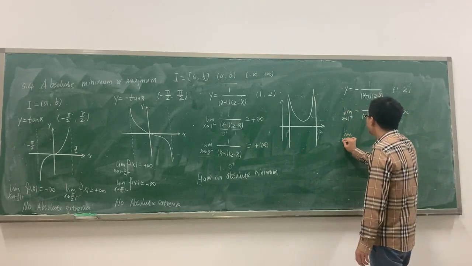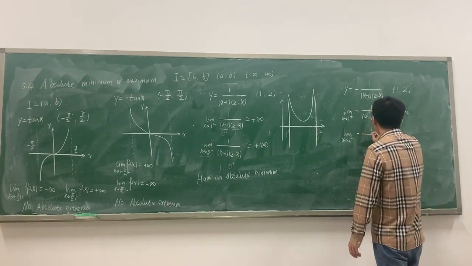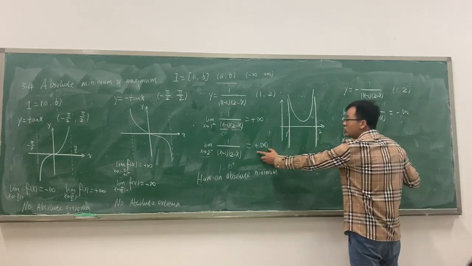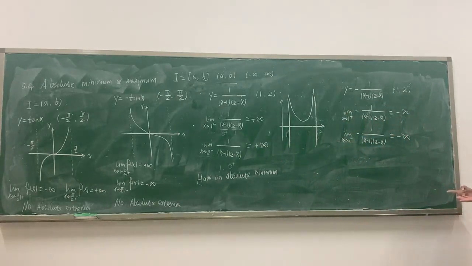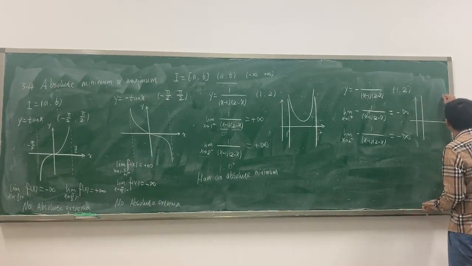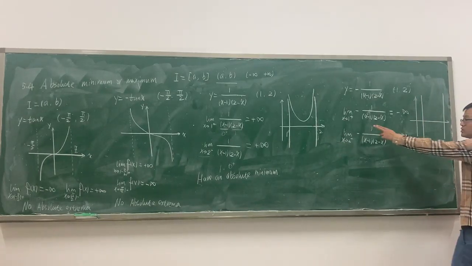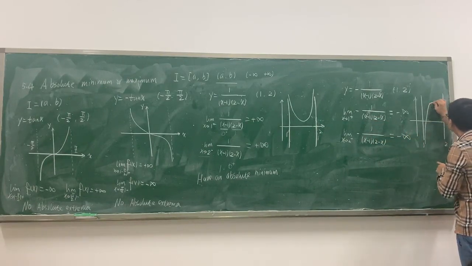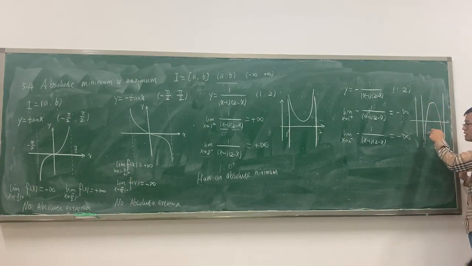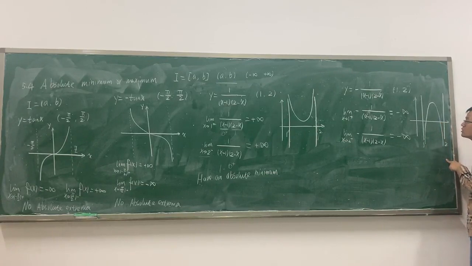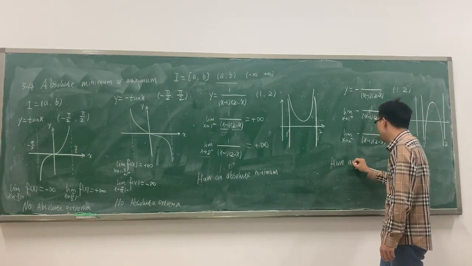And the limit as x approaches 2 from left of minus 1 by (x minus 1) times (2 minus x), here actually is also minus infinity. So we can plot the graph. Here is 1, here is 2. When x approaches 1 from right, it goes to minus infinity, and here is also minus infinity. So the graph is like this. From 2 it goes to minus infinity. So here we can see this function will have an absolute maximum.